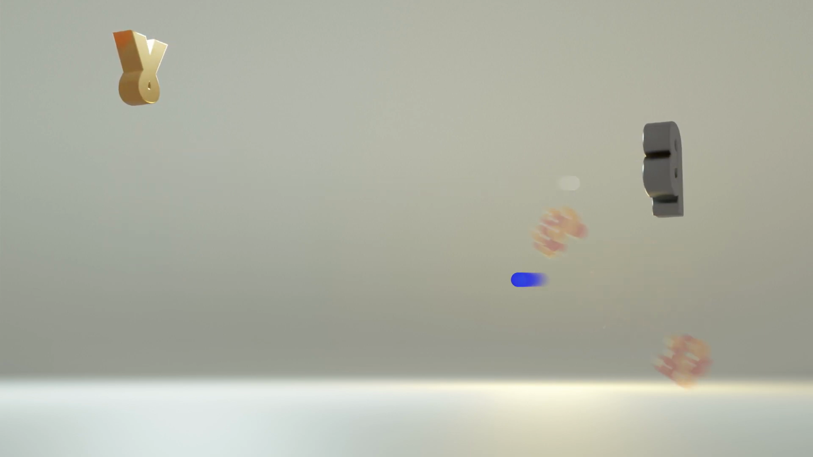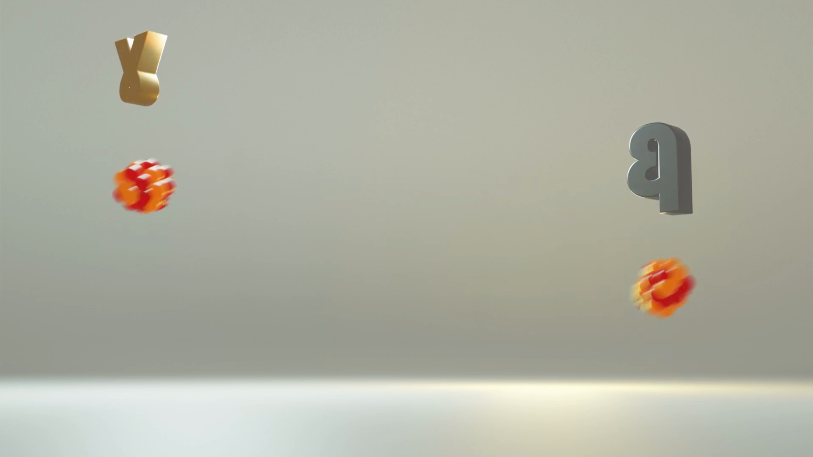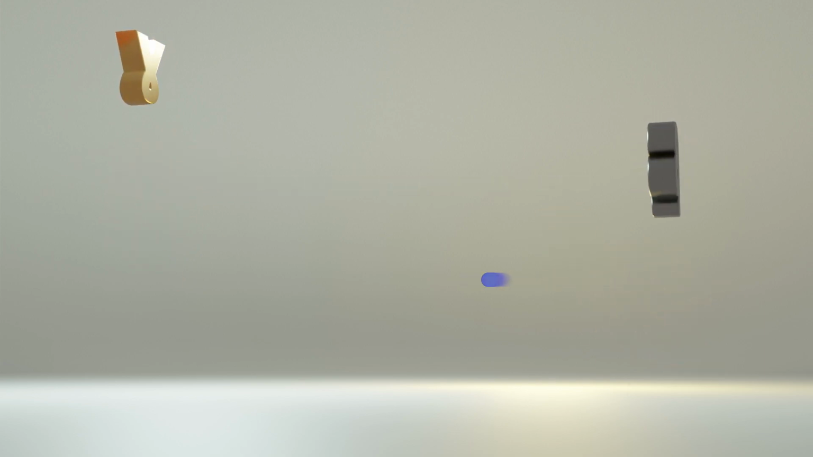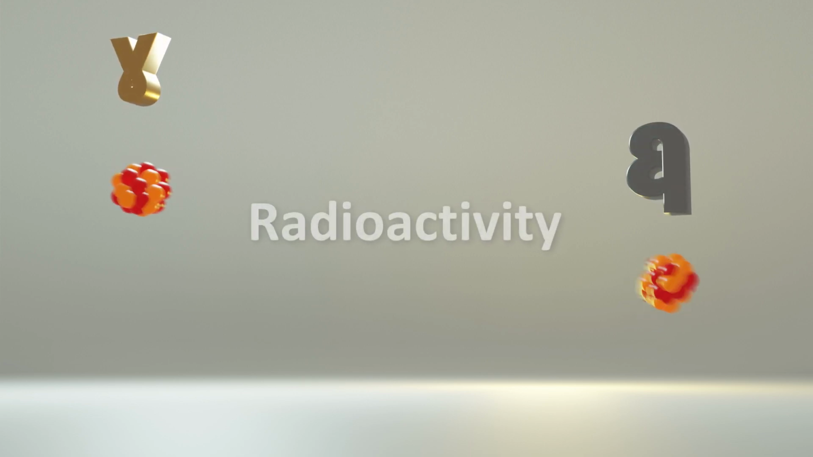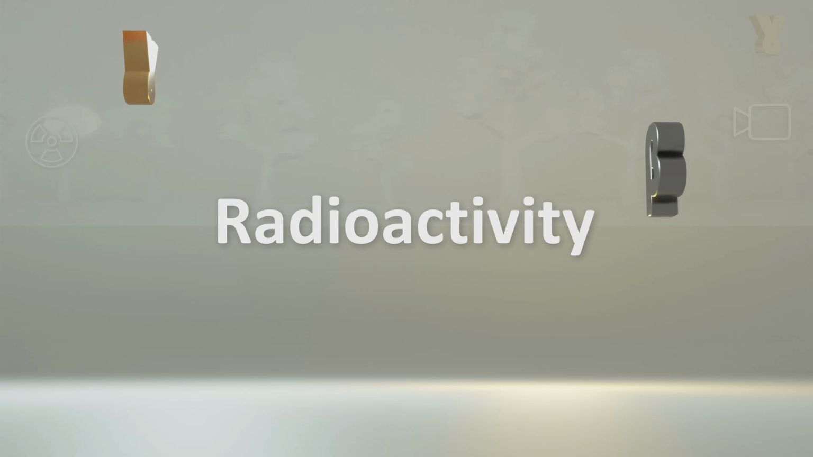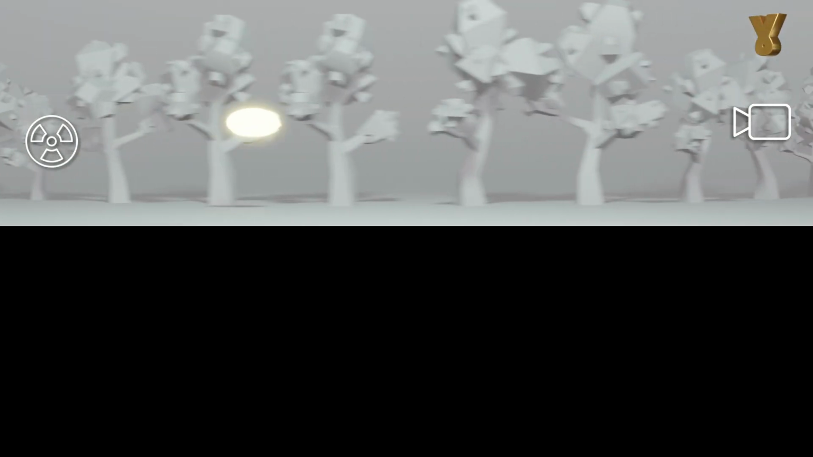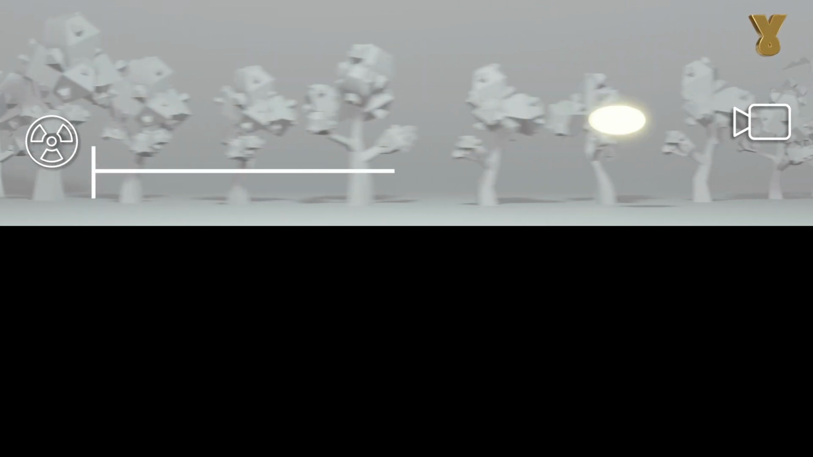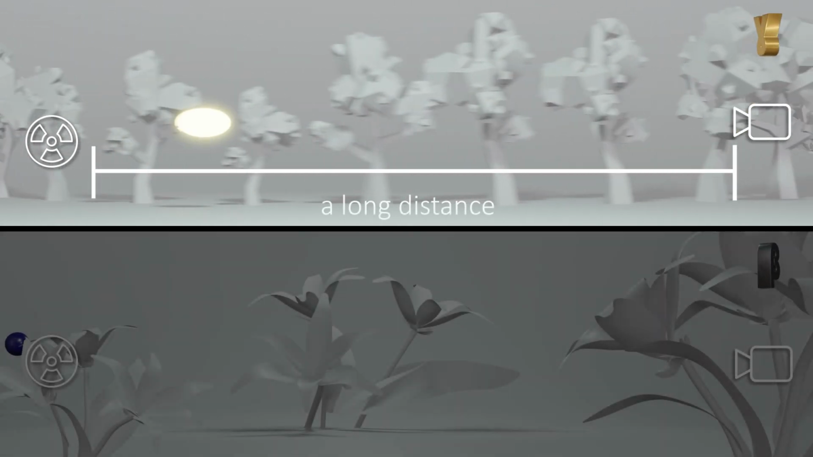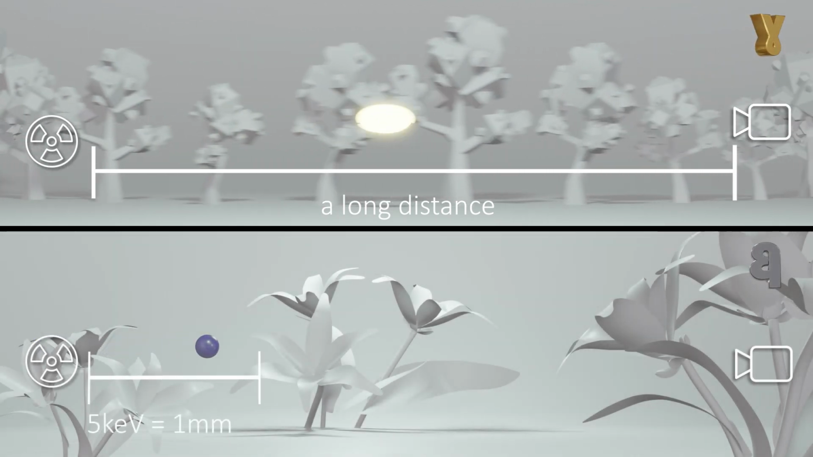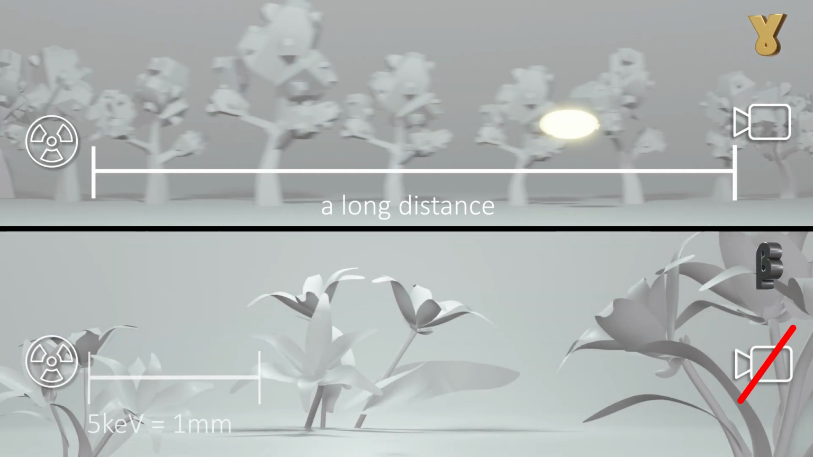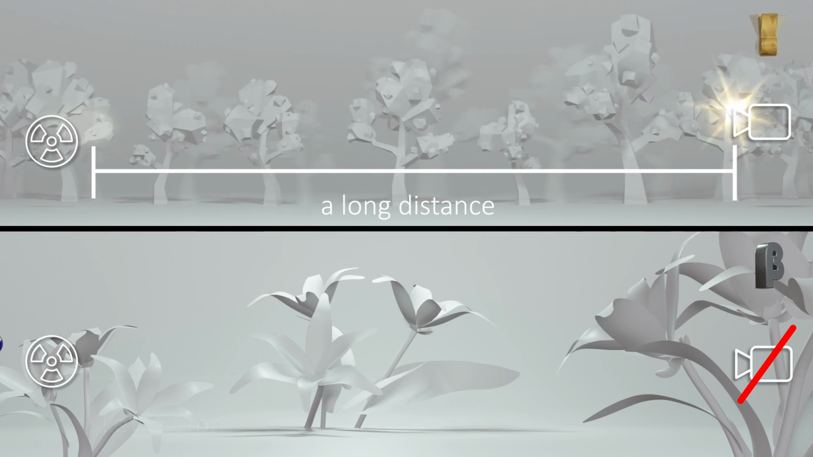During this process, it may emit particles such as electrons, alpha particles, or gamma rays. This entire process is known as radioactivity. Like light, gamma rays can travel great distances through the air and can therefore be detected from afar. In contrast, emitted electrons, also known as beta particles, collide with air molecules, causing them to slow down rapidly.